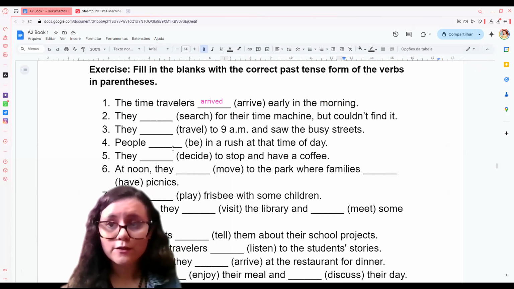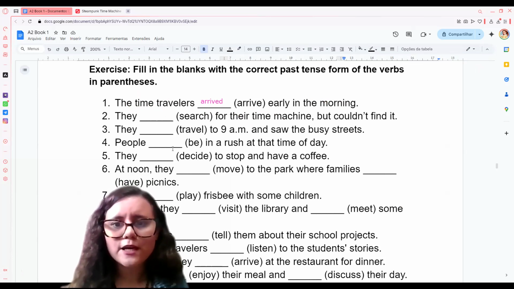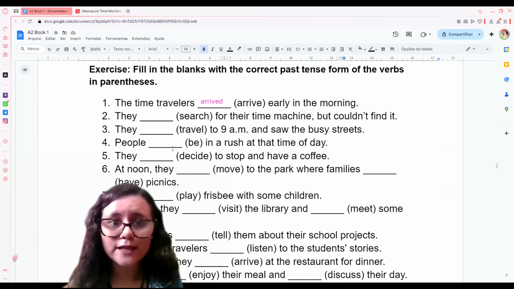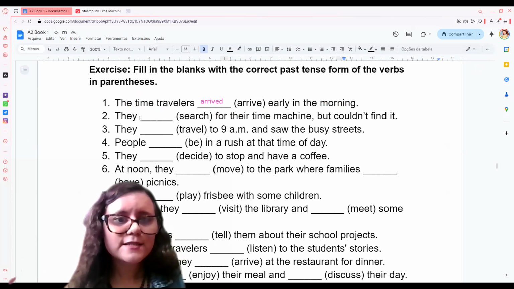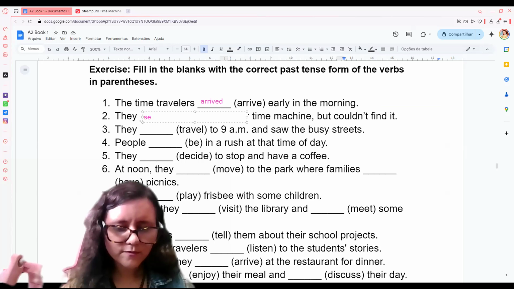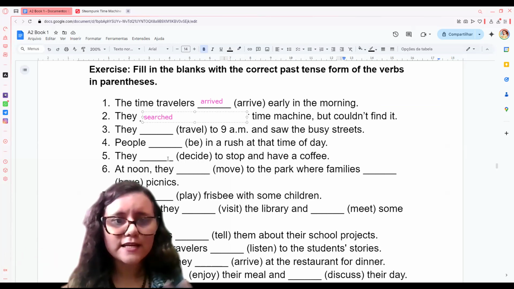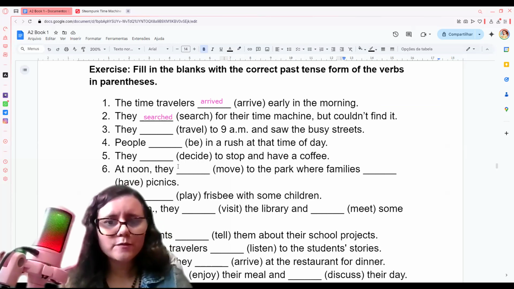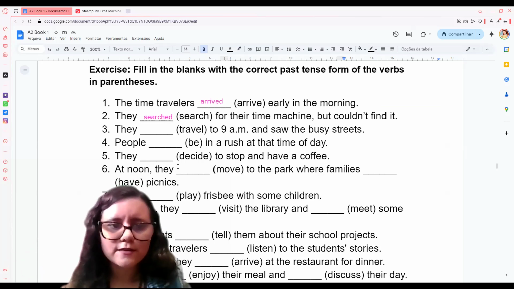They, the verb is search, for their time machine but couldn't find it. Search is a regular verb, so searched. They searched for their time machine but couldn't find it.